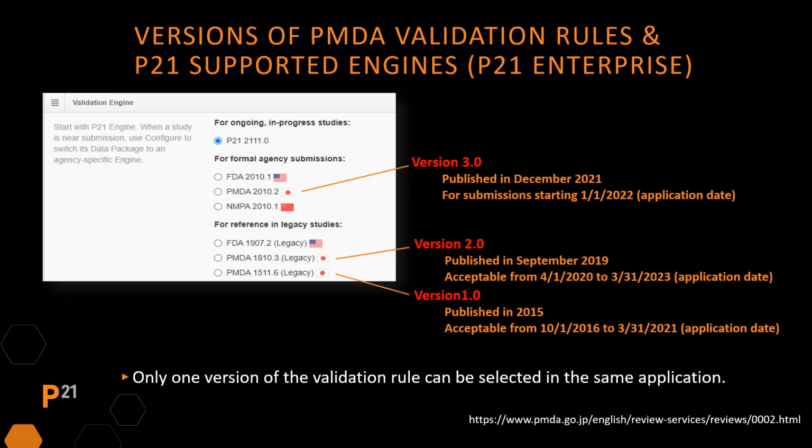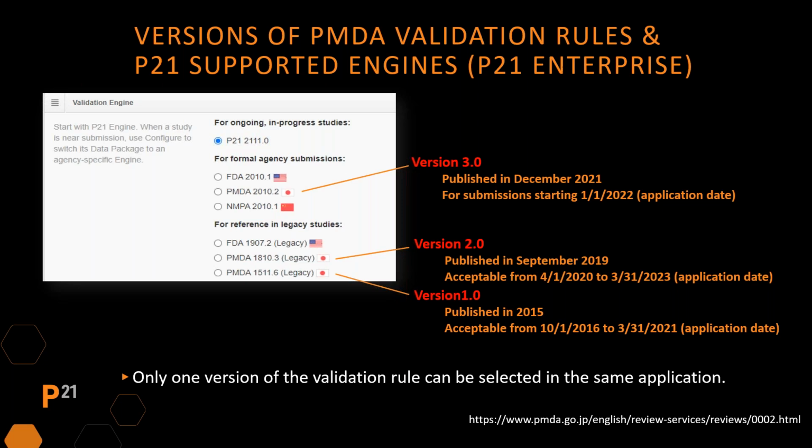PMDA 1810.3 is supporting PMDA validation rule version 2.0, and this version 2.0 is acceptable to use for applications between April 1st, 2020 to March 31st, 2023. PMDA 1511.6 is the oldest engine that supports PMDA validation rule version 1.0.